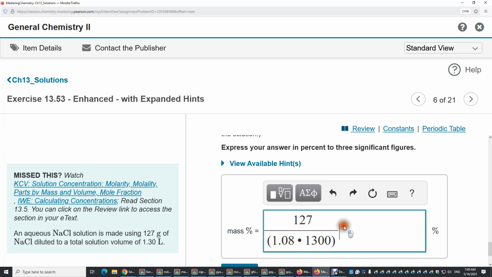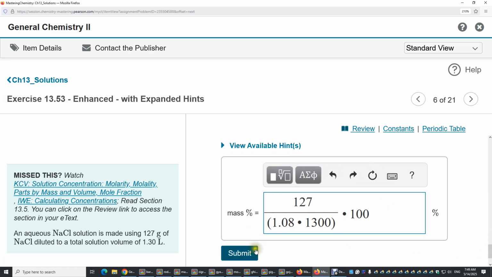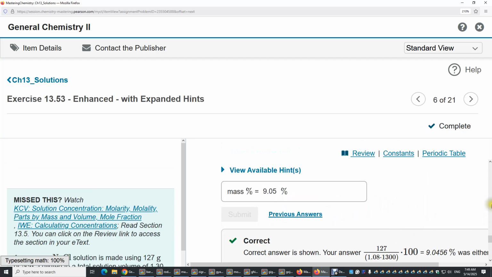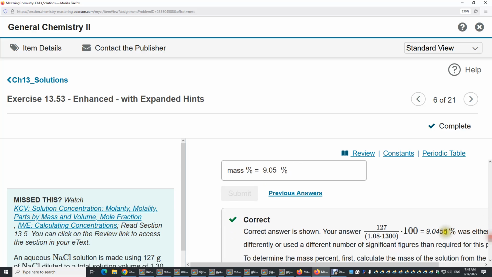This is percentage, so we'll have to do this to convert this number to a percentage. It's roughly 9%.